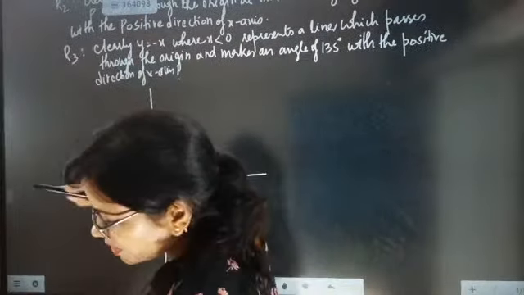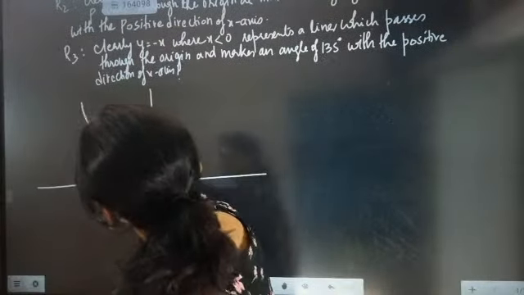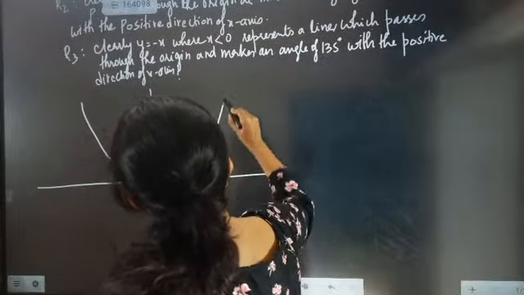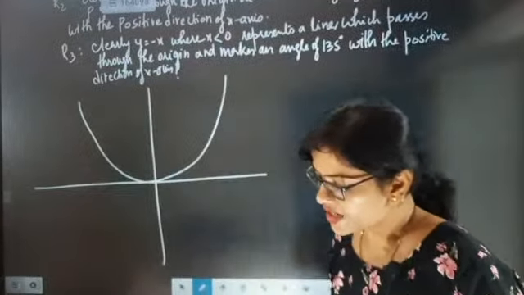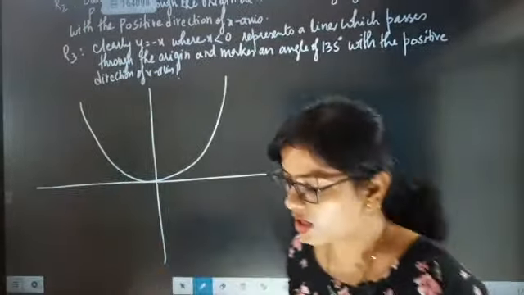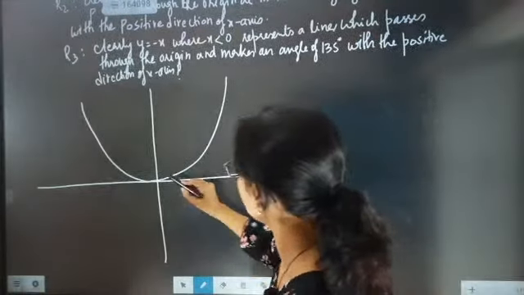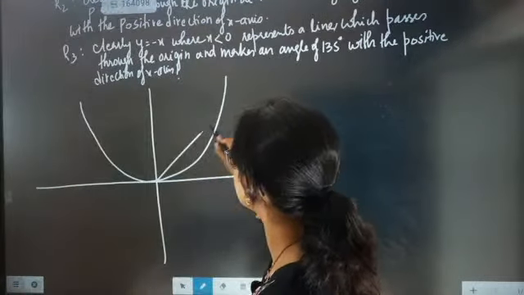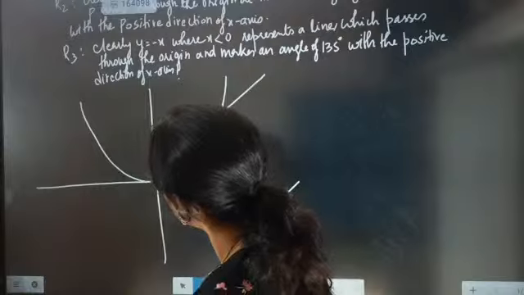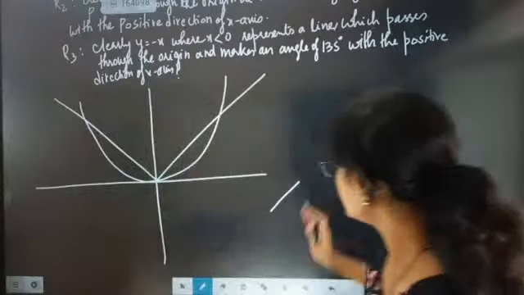Now the parabola is coming as x square equal to y. So the parabola will be coming like this. So this is going to be your parabola. After this point beta, how many of you are having class? One line will be exactly coming like this. Another line will be exactly coming like this. So these two lines are there.